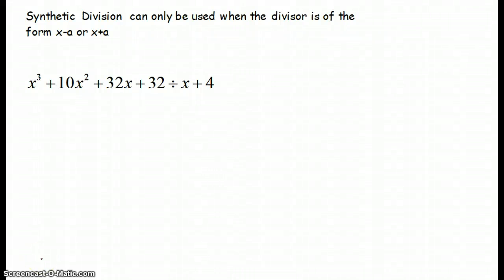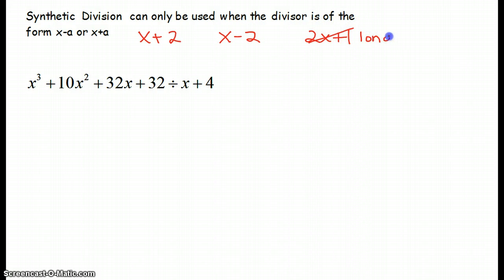Synthetic division. This is a shortcut for division that you can only use if the divisor is of the form x minus a or x plus a. So for example, if you have x plus 2, you can use synthetic. If you have x minus 2, you can use synthetic. But if you had 2x plus 1, you'd have to do long. If you had x squared minus 3, you'd have to do long.